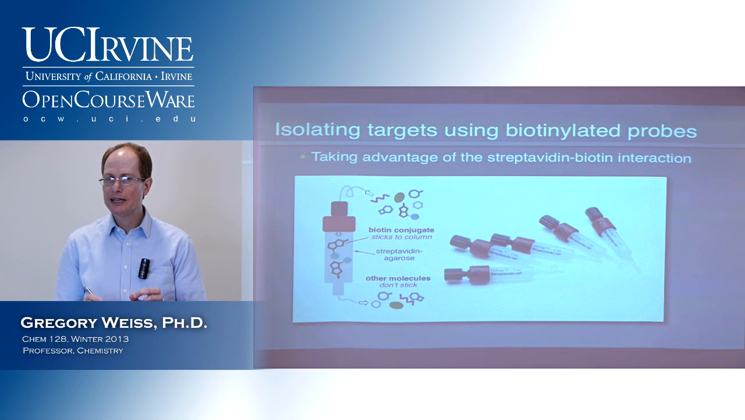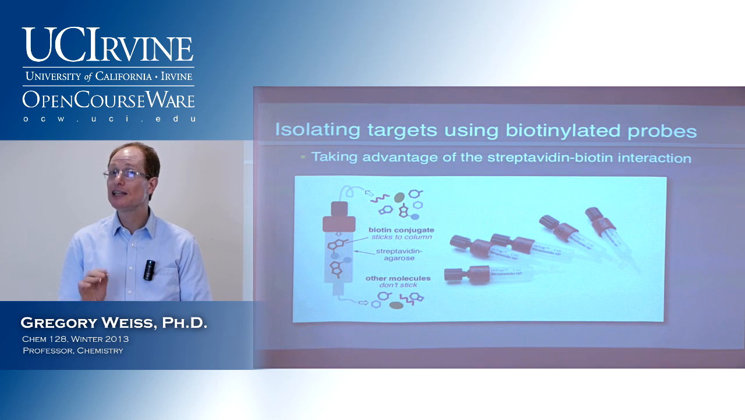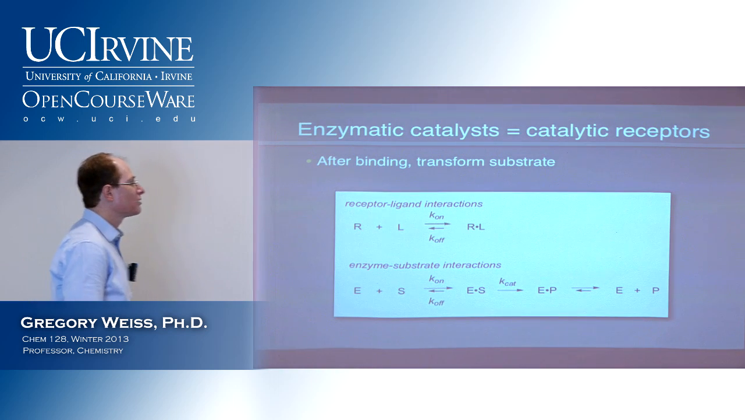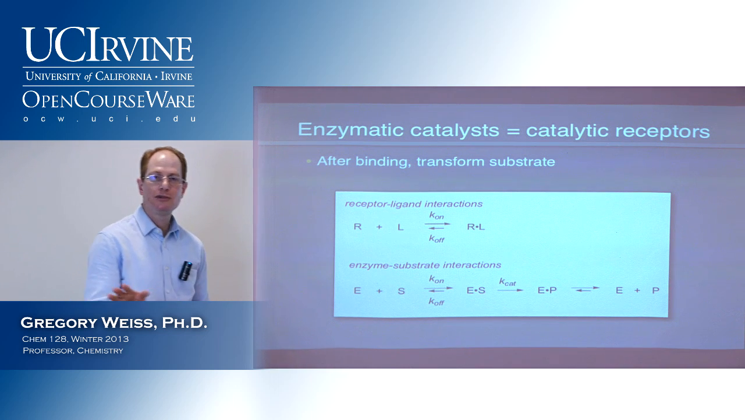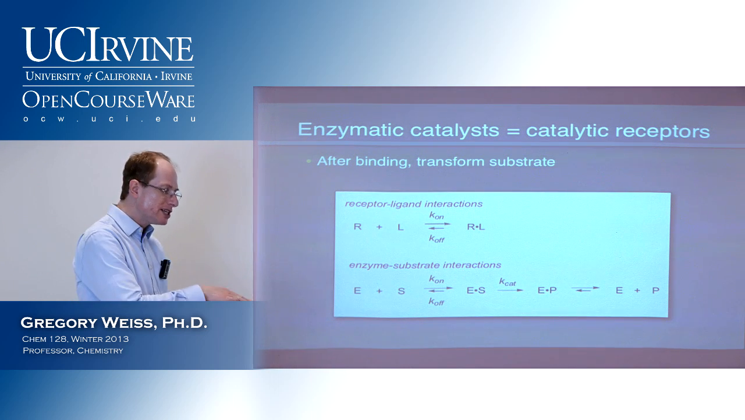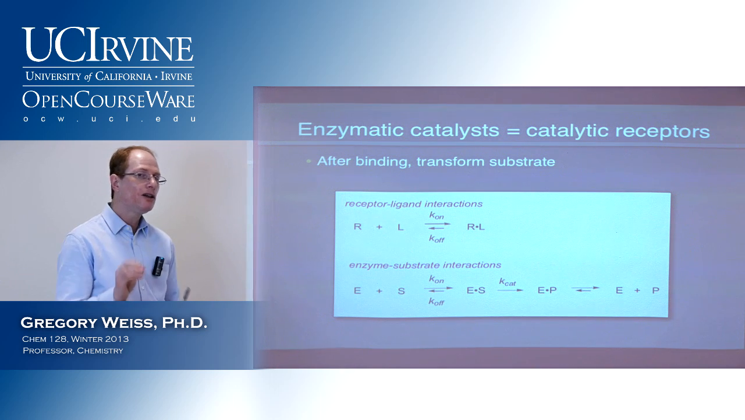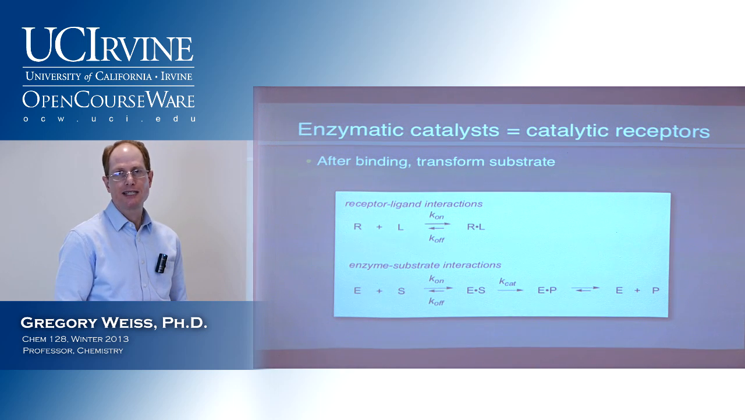Let's now zoom in and start talking about catalytic receptors. This is a great example of a non-catalytic receptor. Enzymes are basically catalytic receptors. Everything that we've been discussing in terms of dissociation constants, in terms of binding, in terms of molecular architectures, all of that comes into play when we discuss enzymes.